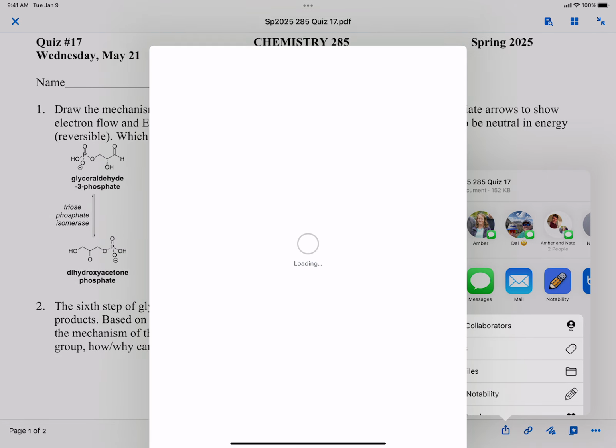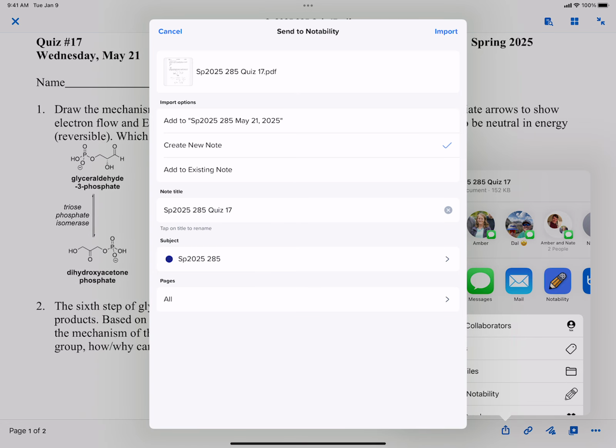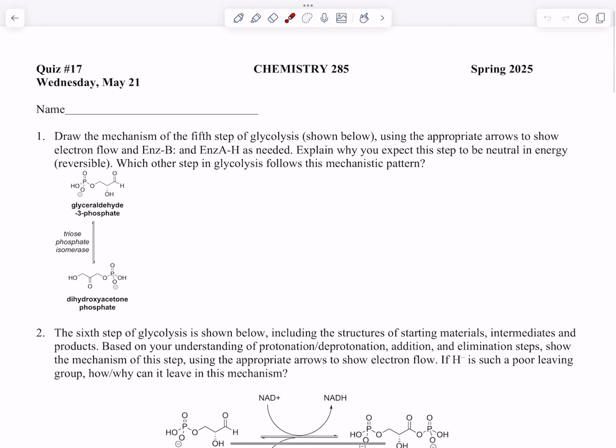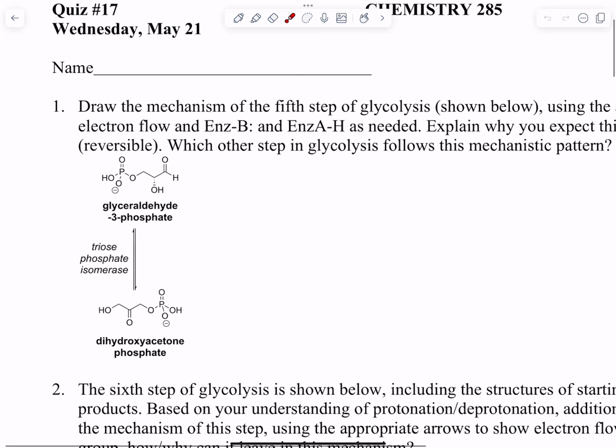Okay, so this quiz question is very, very related to what we just did for glucose and fructose. It occurs at a different step in glycolysis. This is the 5th step of glycolysis. At this stage, we have already broken glucose into 2 pieces. They are 2 3-carbon pieces.